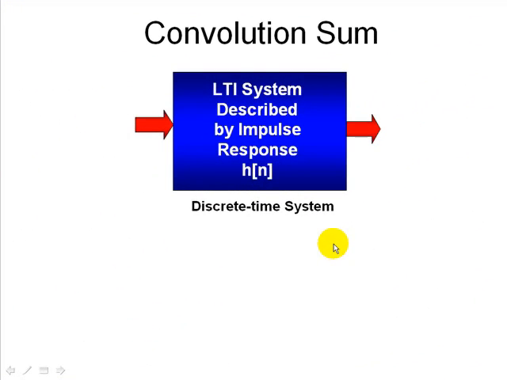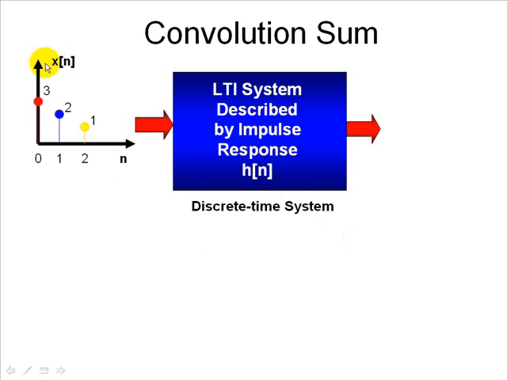Let's quickly look at the convolution sum. Again, here we have a discrete time system described by h sub n, where h sub n is the impulse response. Again, our arbitrary input is described by this sequence for this example, and our corresponding impulse response due to a single impulse is described by this h[n].